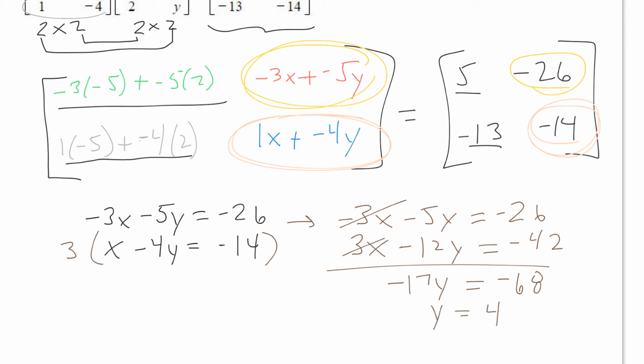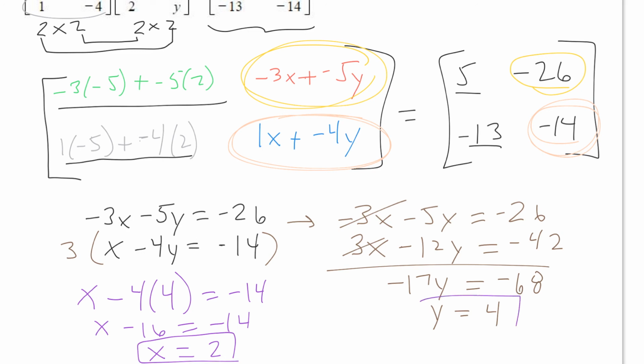And then if I want to find x, I'm going to go ahead and plug it back into either one of these equations. I'm just going to go ahead with the bottom one. So I will get x minus 4 times 4 equal to -14. So I have x minus 16 equal to -14. So adding 16 to both sides, I know that x is going to be equal to 2. So I have x is equal to 2 and y is equal to 4.